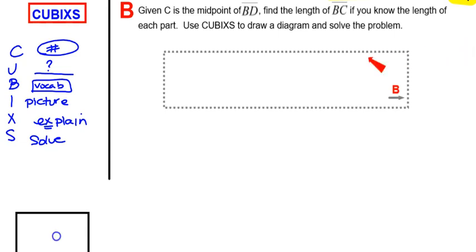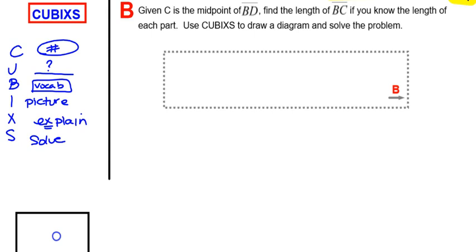The question says, given C is the midpoint of BD, find the length of BC if you know the length of each part. Use CUBES to draw a diagram and solve the problem. When we start out with our CUBES, the first thing we want to do is circle any numbers that we see. In this case, there are no numbers.